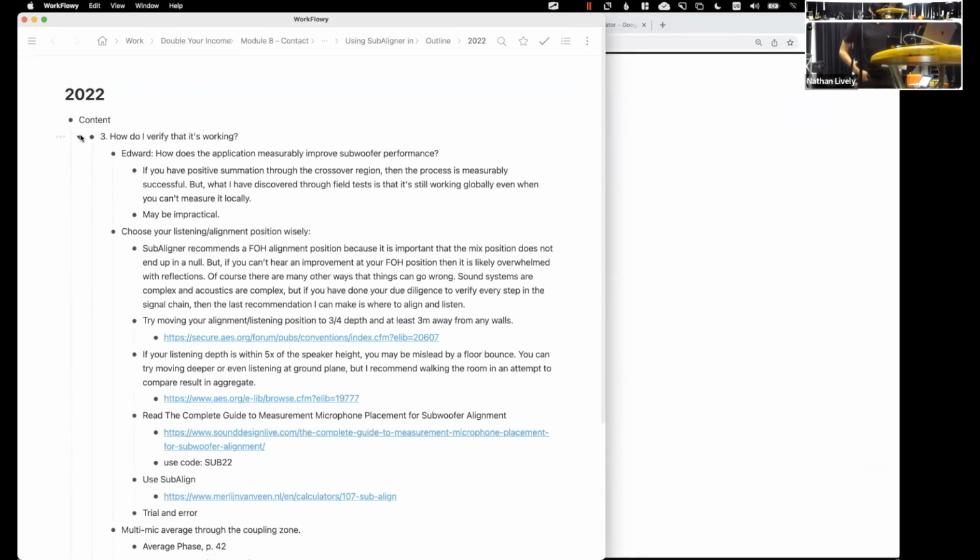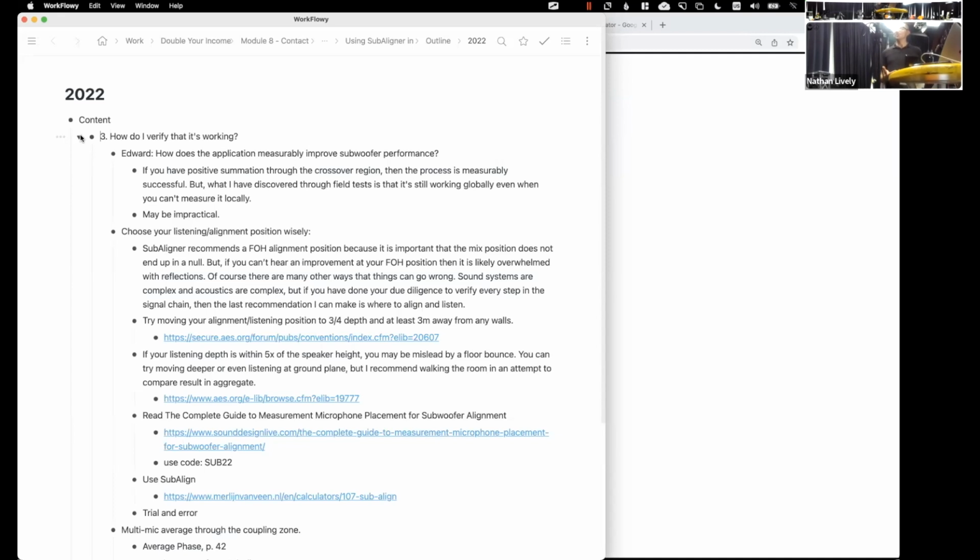So how do we verify that it's working? Edward says, how does the application measurably improve subwoofer performance? Well, this goes back to the very first test we were doing this morning. We want to hear more summation. We want to hear louder sound. We want all of the decibels that we paid for.